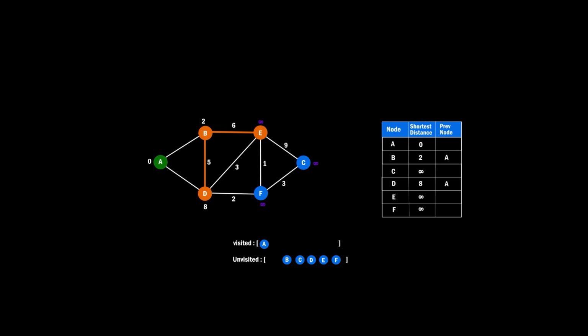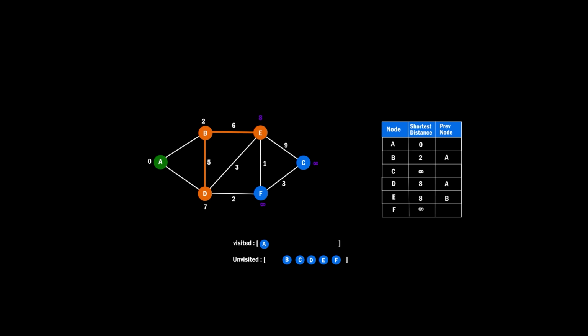Node E will have the current distance 8 from A over B. And now we need to check if 8 is less than the current shortest distance that we stored in our table, and the current shortest distance we stored in our table is infinity, and 8 is certainly less than infinity. So we update our shortest distance to E and set B as a previous node. Now let's look at the node D. D will now have a distance of 7, 2 plus 5 from A over B.